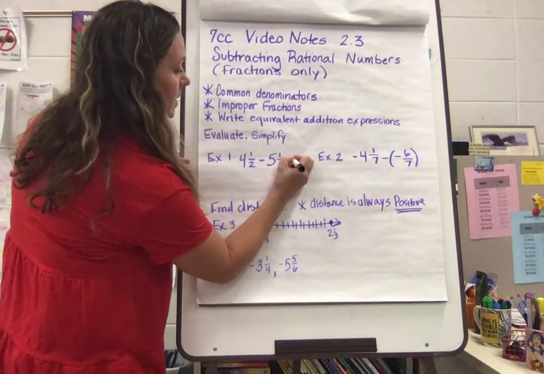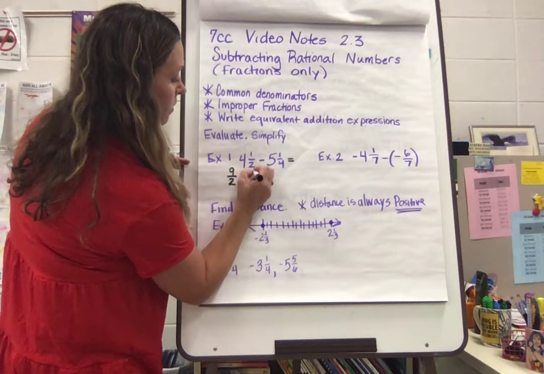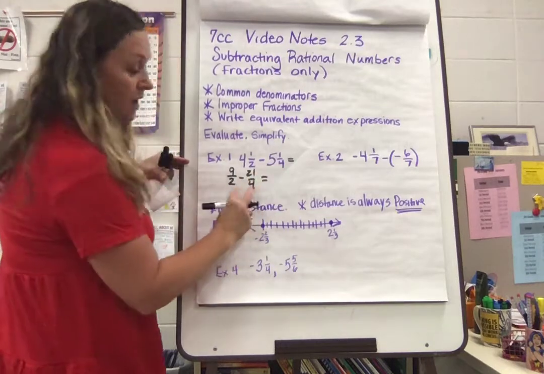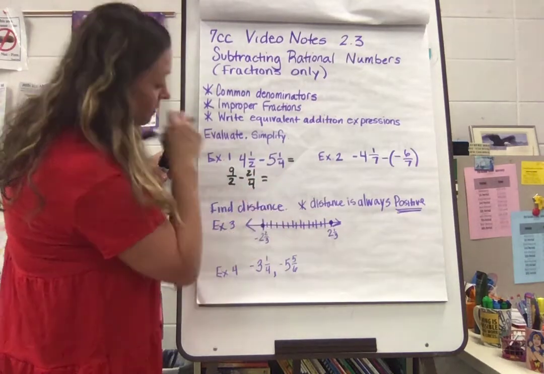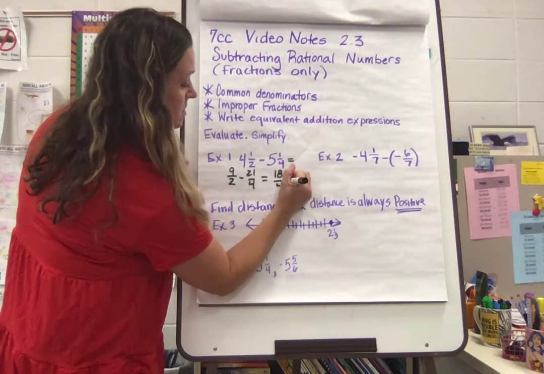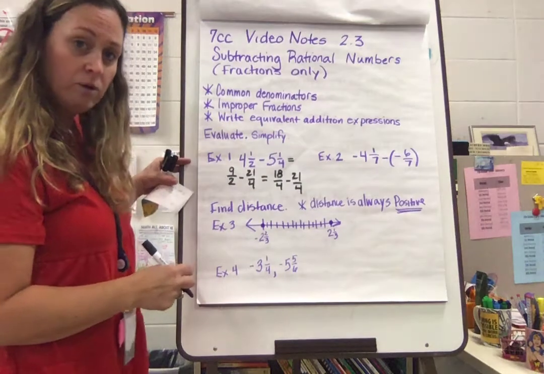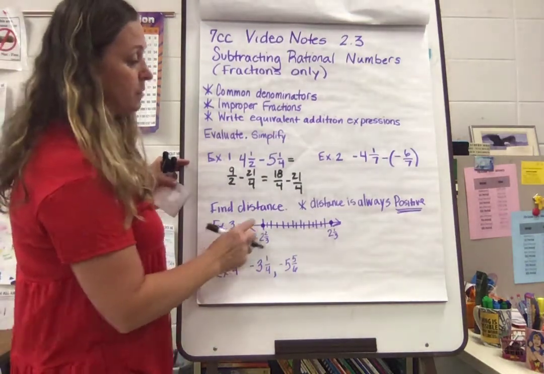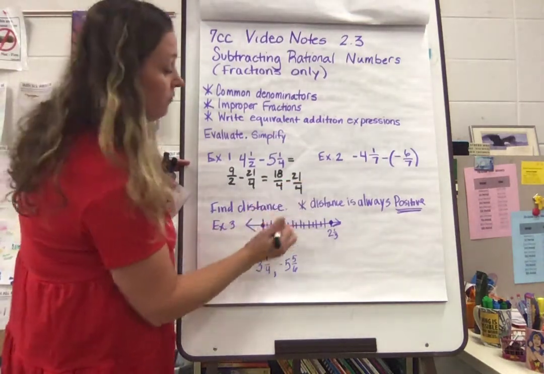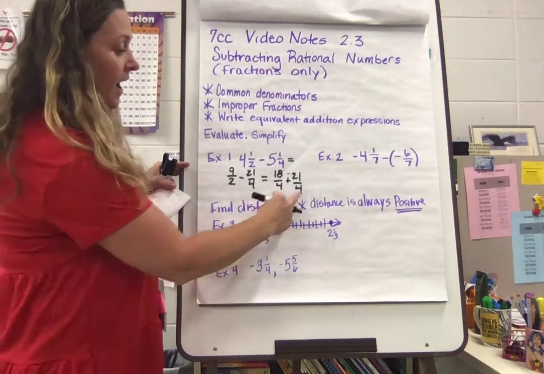I'm going to go ahead and rewrite this as 9/2 minus 21/4. Okay, improper fractions, I'm then going to rewrite that with common denominators as 18/4 minus 21/4. I then am going to go ahead and rewrite that as an equivalent addition expression. When I subtract 21/4, that's the same as adding negative 21/4.